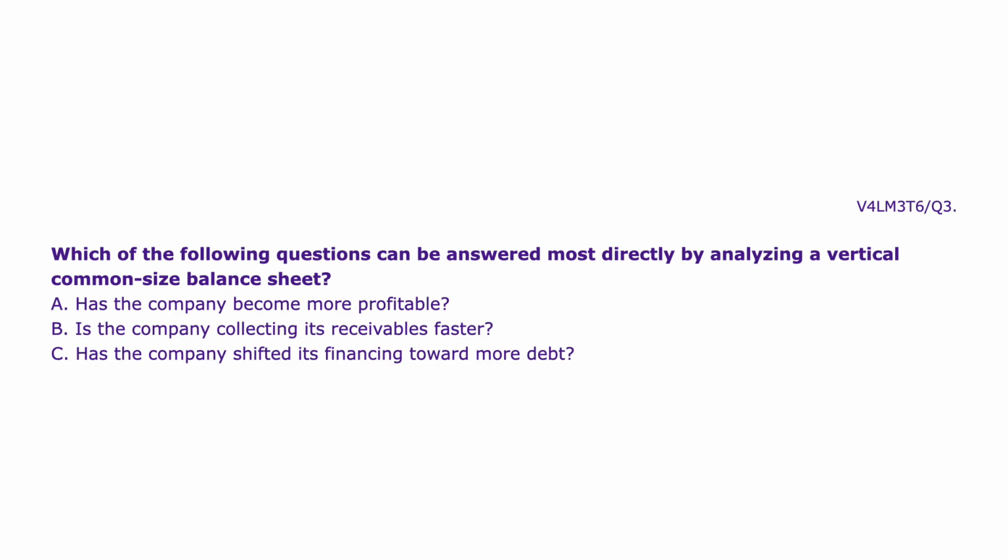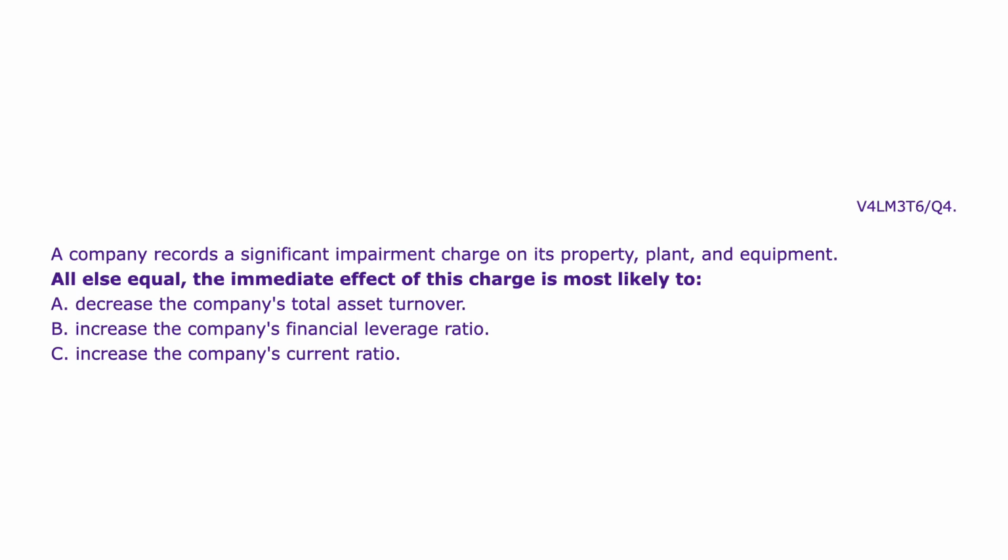Which of the following questions can be answered most directly by analyzing a vertical common size balance sheet? A. Has the company become more profitable? B. Is the company collecting its receivables faster? C. Has the company shifted its financing toward more debt? A company records a significant impairment charge on its property, plant, and equipment. All else equal, the immediate effect of this charge is most likely to A. Decrease the company's total asset turnover. B. Increase the company's financial leverage ratio. C. Increase the company's current ratio.